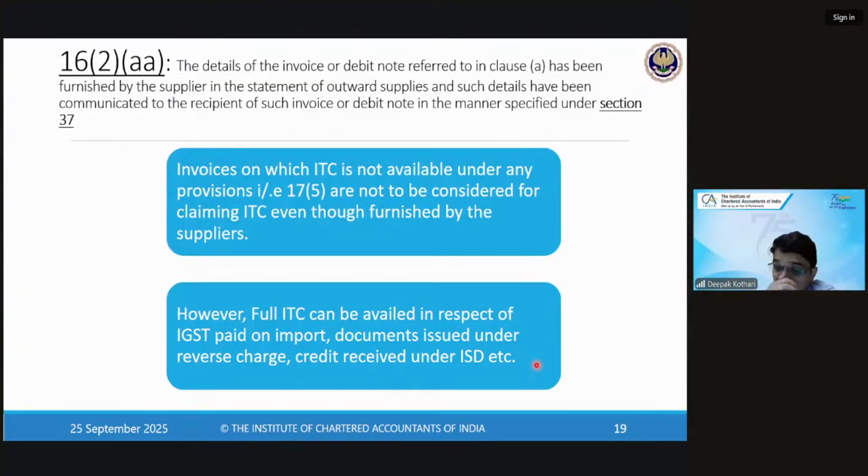And any credit received under ISD also, you don't have to check it over here. So these are the exceptions to 16(2)(a), wherein all the inputs should appear in your GSTR 2B. But in these three cases, IGST paid on imports, documents issued under reverse charge, and credit received under input service distributor, these three are the exceptions to 16(2)(a). We can still claim it even if it is not appearing in our GSTR 2B.